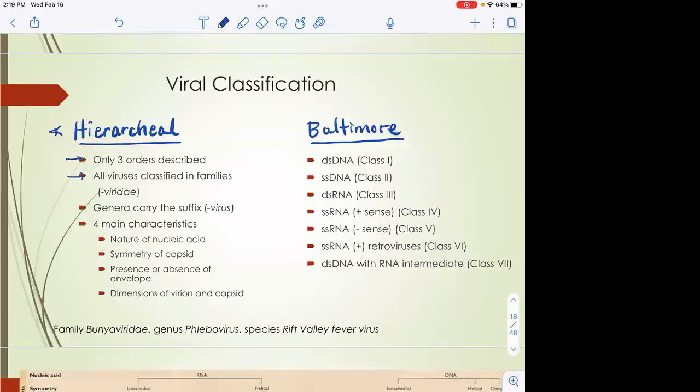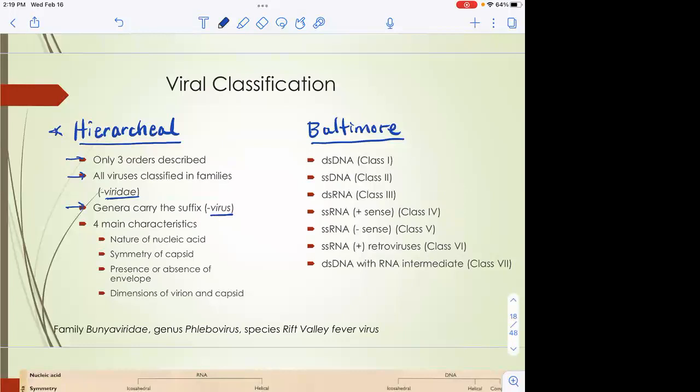We know it's a family name because it's going to end in viridae. So Herpesviridae, that's a big family of viruses. If we're going to be grammatically correct, we would italicize family names. The genus names will always carry the suffix virus. So herpesvirus is in the family Herpesviridae. And again, it's correct to italicize that.